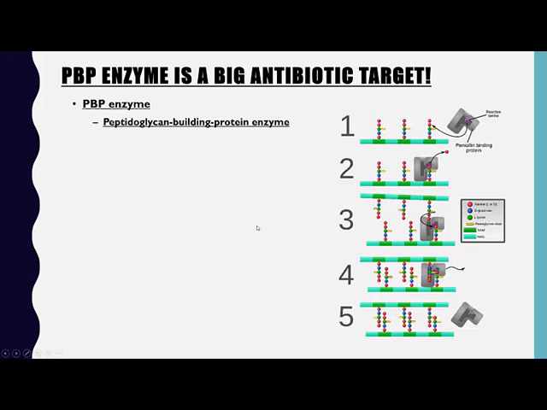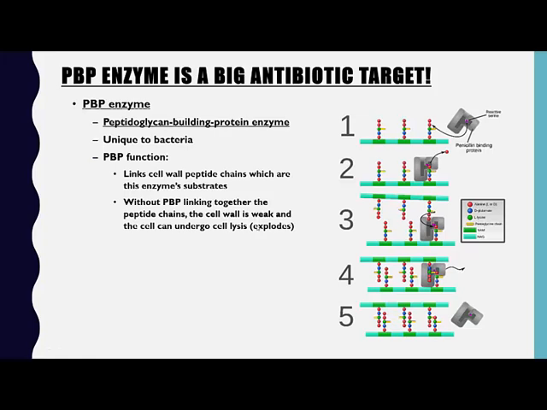And then what happens is the enzyme links together one chain with another. And again, it helps to link together peptidoglycan, sorry. And again, PBP enzymes are only found in bacteria. The function again, it links cell wall peptide chains together. Okay, and again, the peptide chains are the enzyme substrates.